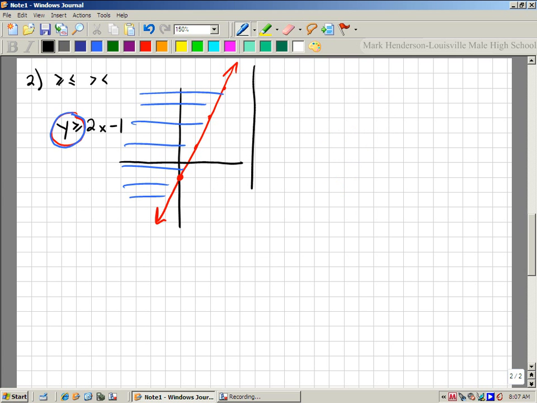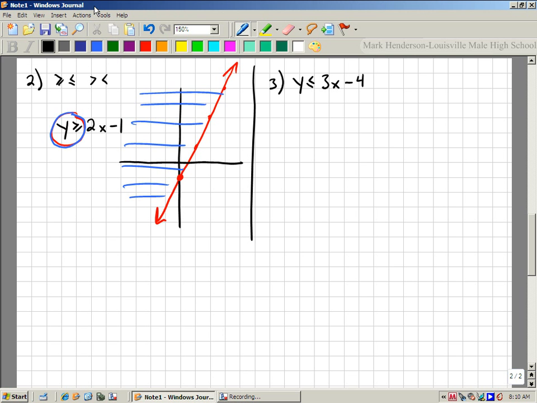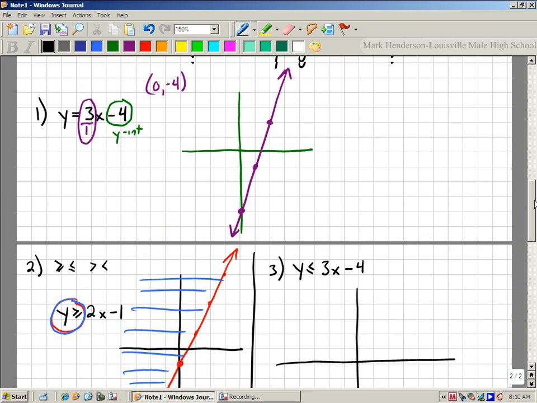Okay, let me have you try one like that on your own. Except you're going to do y is less than or equal to 3x minus 4. So here what we're going to have, if you noticed, it's the exact same line from the first one. So you shouldn't have had any trouble drawing it.